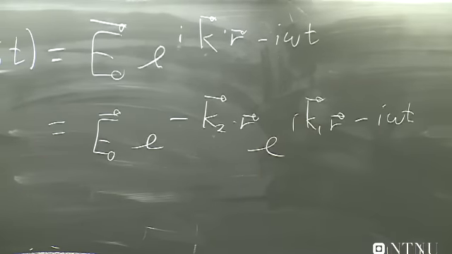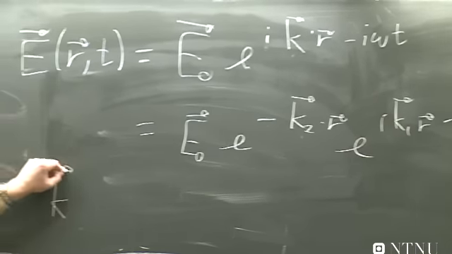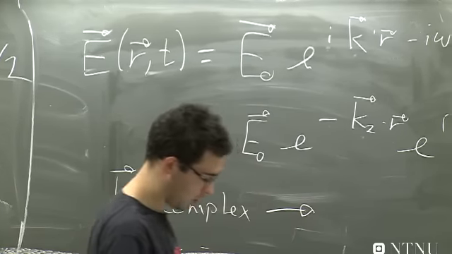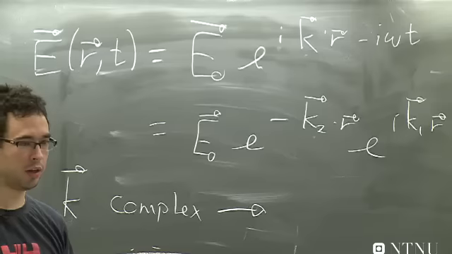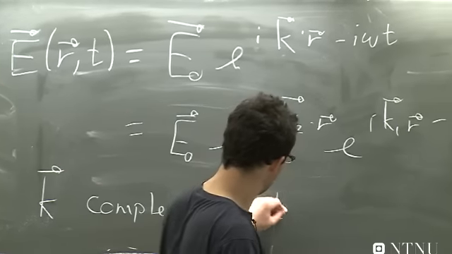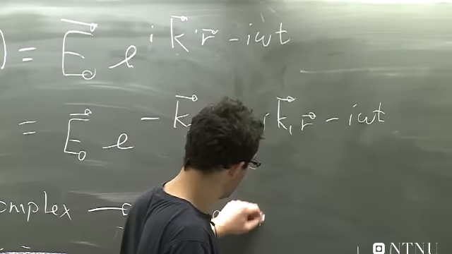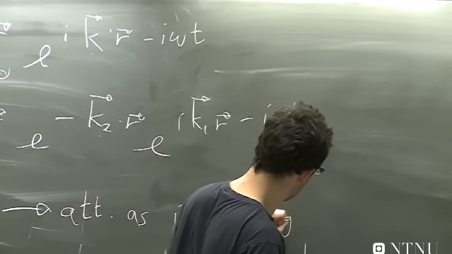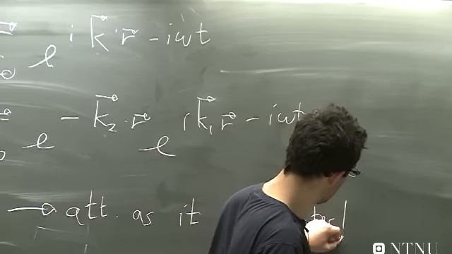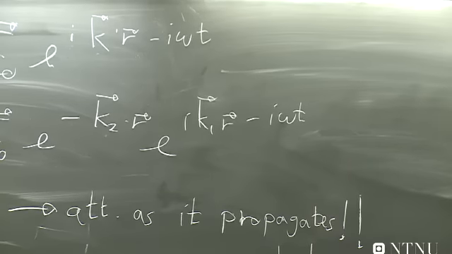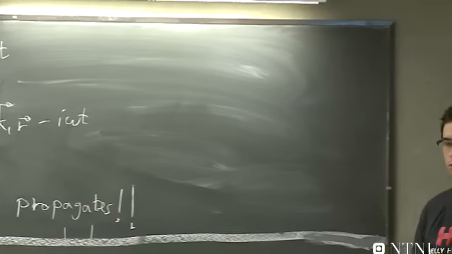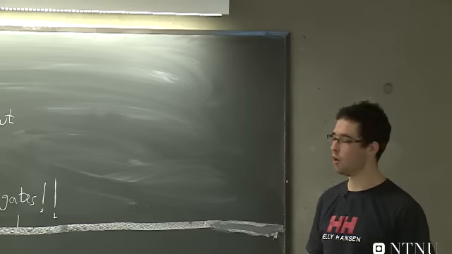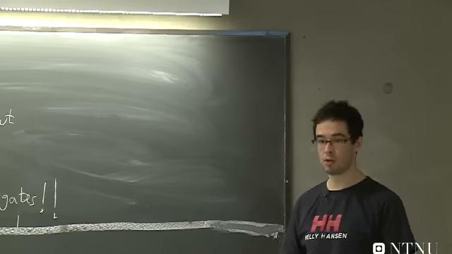Right. So because k is complex, it gives us a wave that is attenuating as it propagates. So we see that when you have conductance, not surprisingly perhaps, the conductance actually takes energy out of the wave because of the ohmic losses.